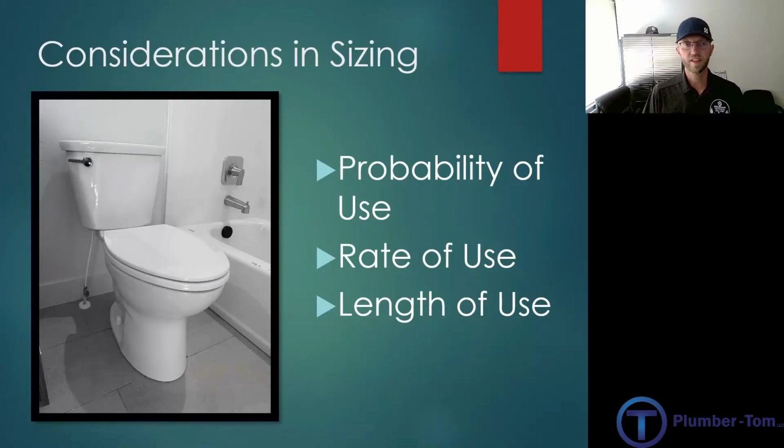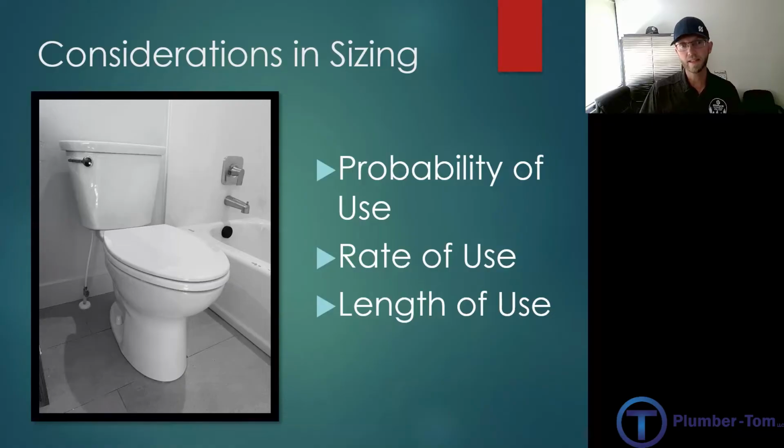Some things that we have to consider as we're looking at water pipe sizing is the probability of use. For example, if I have a bathroom group, what's the probability that the faucet at the lav, the toilet, and the shower are all going to be running at the same time? Well, most of the time you got a single user or so in there. Not everything's running at the same time. That might affect the pipe sizing.